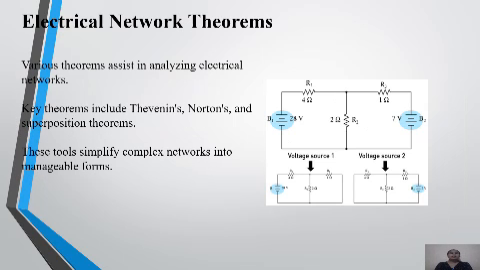Electrical network theorems. Various theorems assist in analyzing electrical networks. Key theorems include Thevenin's, Norton's, and superposition theorem. These tools simplify complex networks into manageable forms. This was the example for voltage source 1, voltage source 2.